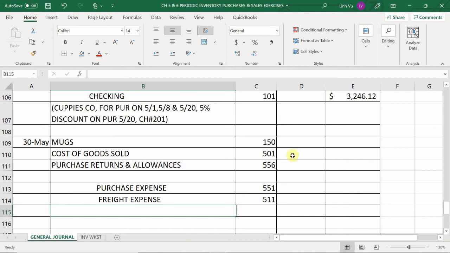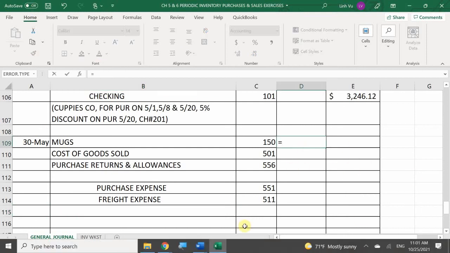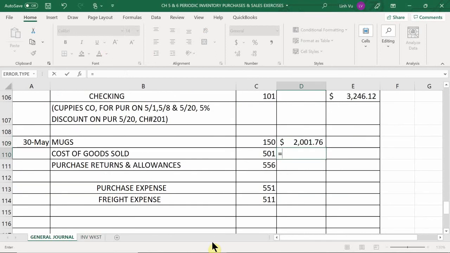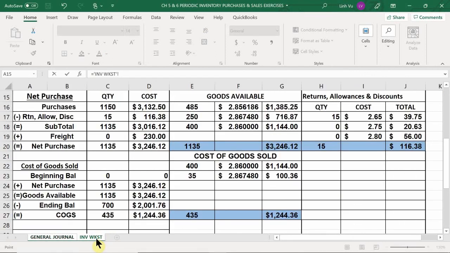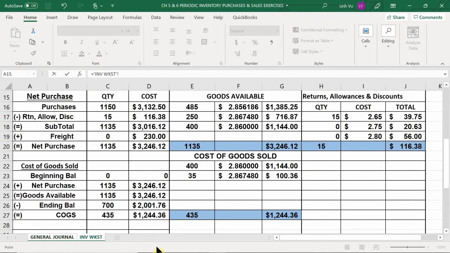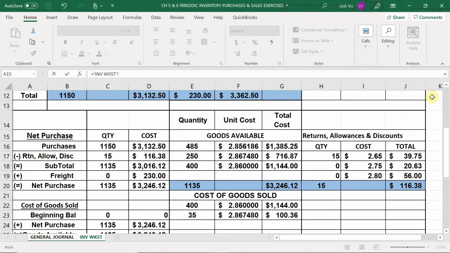So let's just plug all the numbers that we know for sure. So in this case, what was the ending balance in my inventory? 700. What was the total cost? 2,001, right? How much did we sell? Or in this case, what was the total cost of my cost of goods sold? The 1244. What was my returns and allowances? The 100 and something. 116. Now that includes my discount. What was my total returns and allowances?